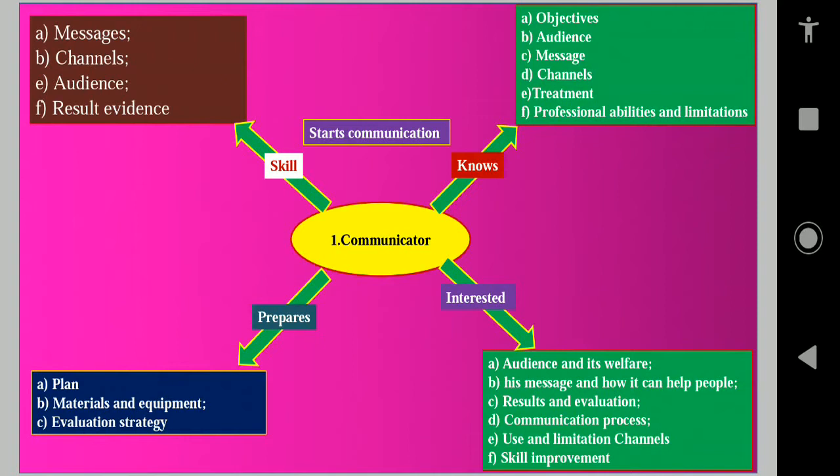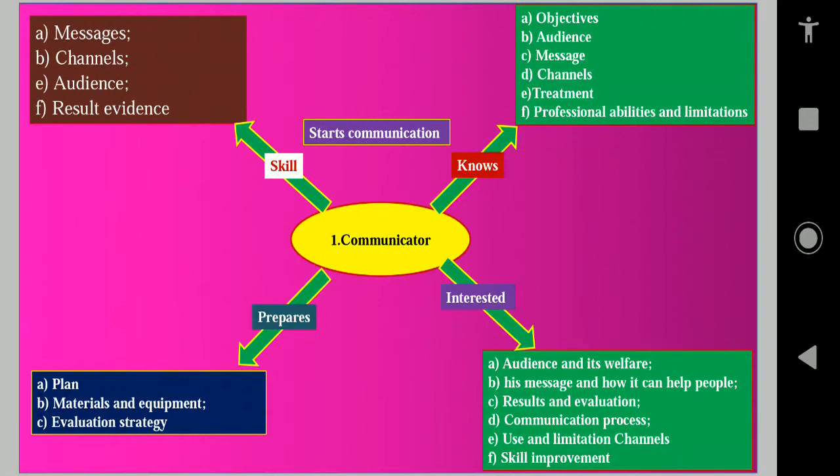Then organization and treatment of the message, he should know how to organize and treat the message. And then the professional abilities and limitations, he should know them. Then he should be interested in what? Audience and its welfare. Then his message and how it can help people, he should know.